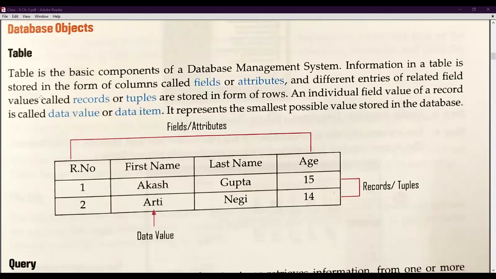And different entries of related field values called records or tuples are stored in the form of rows, and rows को हम क्या बोलते हैं, tuples या फिर records.